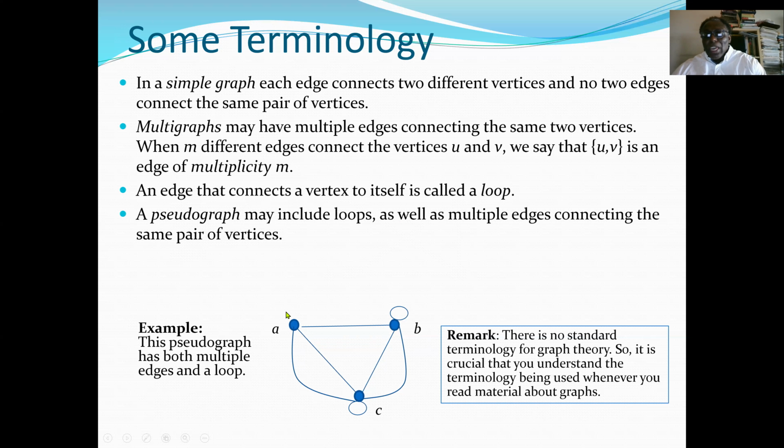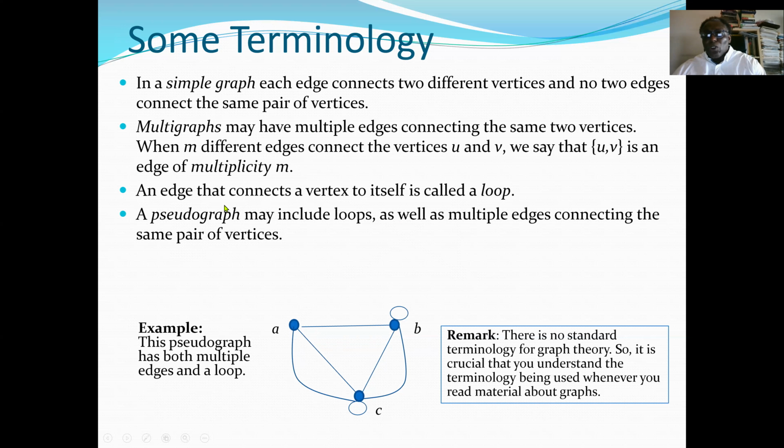For example, from A to C or C to A, we have again a multigraph. We have two edges connected to the same two vertices. You say a multigraph may have multiple edges connecting the same two vertices.